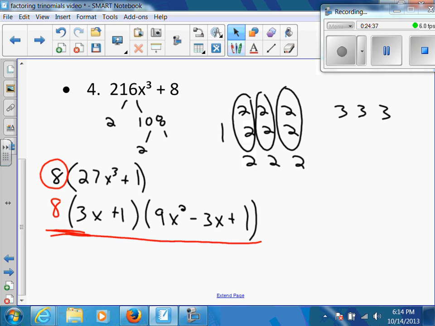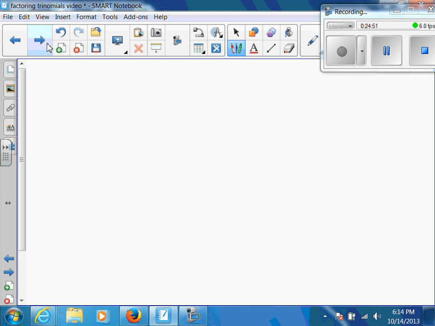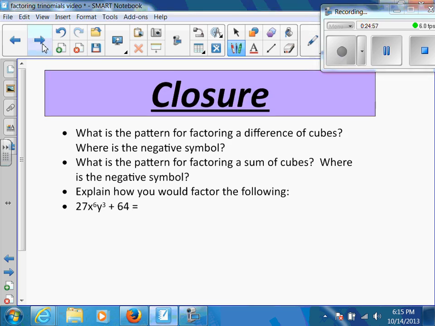Okay. You try these. Try these also. And let's look at the closure. What is the pattern for factoring a difference of cubes? Where is the negative symbol? What is the pattern for factoring a sum of cubes? Where's the negative symbol? And explain how you would factor the following: 27x to the 6th y cubed plus 64.